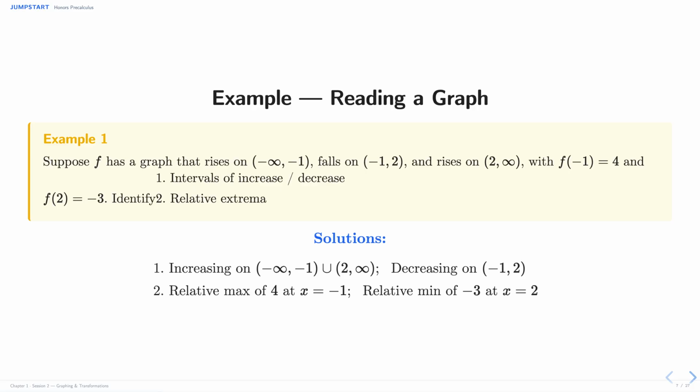In this example, suppose we have a function f that rises on the interval from -infinity to -1, falls on the interval from -1 to 2, and rises again from 2 to +infinity. Given that f of -1 equals 4 and f of 2 equals -3, we can identify the intervals of increase and decrease, as well as the relative extrema. The function is increasing on the intervals from -infinity to -1 and from 2 to +infinity, while it is decreasing from -1 to 2. The relative maximum is 4 at x equals -1, and the relative minimum is -3 at x equals 2.